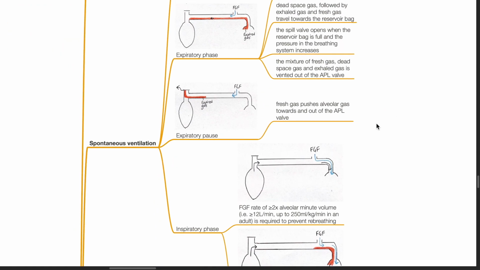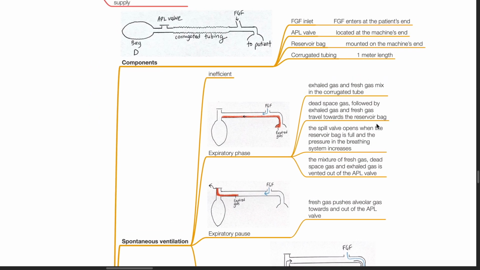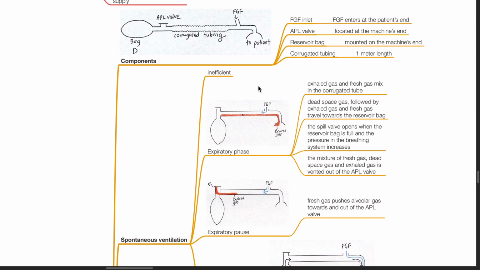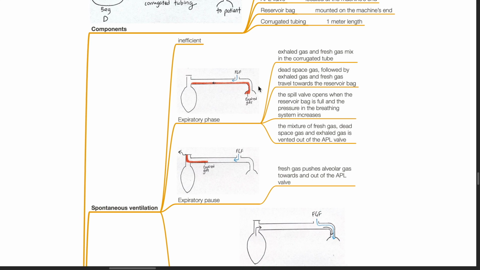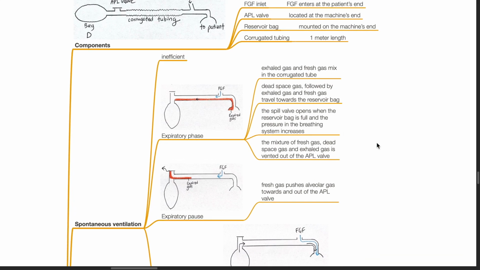Spontaneous ventilation. The Mapleson D system is inefficient during spontaneous ventilation. During the expiratory phase, exhaled gases and fresh gas mix in the corrugated tube. Dead space gas followed by exhaled gas and fresh gas travel towards the reservoir bag. The spill valve opens when the reservoir bag is full and the pressure in the breathing system increases. The mixture of fresh gas, dead space gas and exhaled gas is vented out the APL valve.